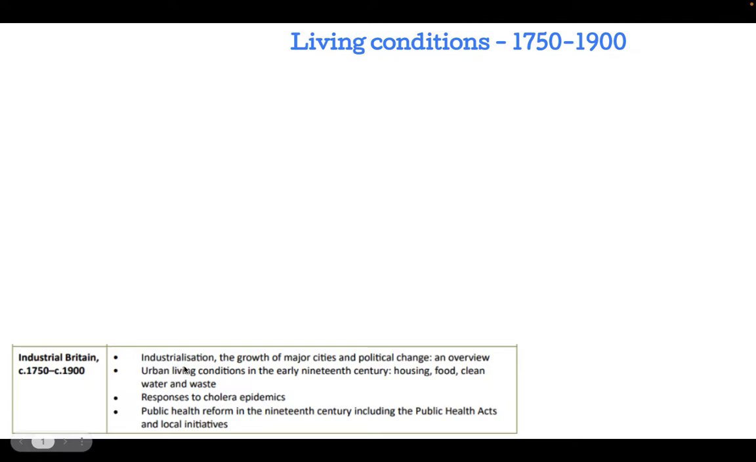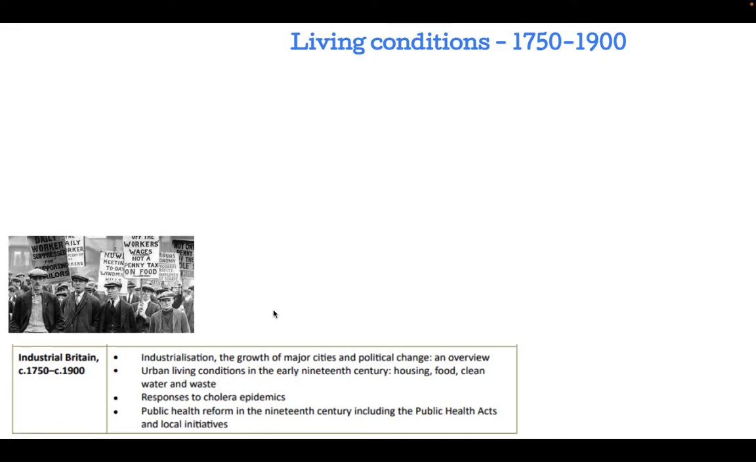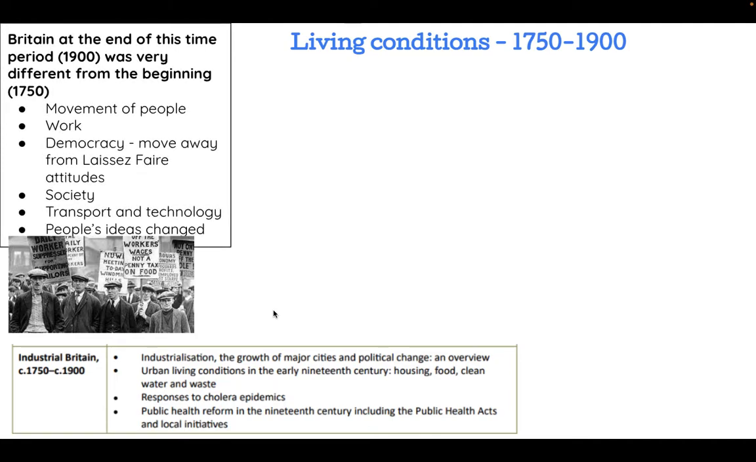So we've got a bit of an overview about industrialisation and the growth of major cities, political change, and also the living conditions in these towns and cities. So let's have a look then at a bit of an overview first. During this time period, there was lots of change happening, and Britain at the end of this period in 1900 was very different from what it looks like at the beginning of this time period in 1750. The main reason being that it was the time of the Industrial Revolution.